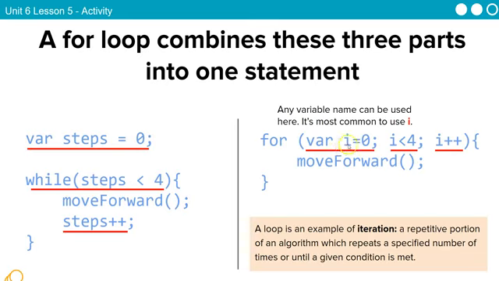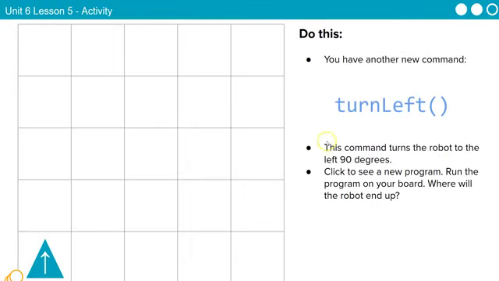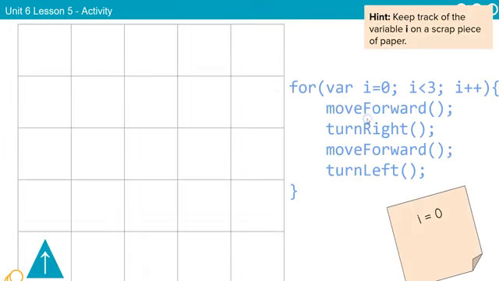So if I didn't use i, right, maybe I used k or I used myNum, you would just make sure var myNum equals 0, myNum less than 4, myNum++. You just have to be consistent within these three parts that are separated by the semicolon and use the same variable name for each one. So we're looking at turn left, right? That's just going to turn the robot left 90 degrees.